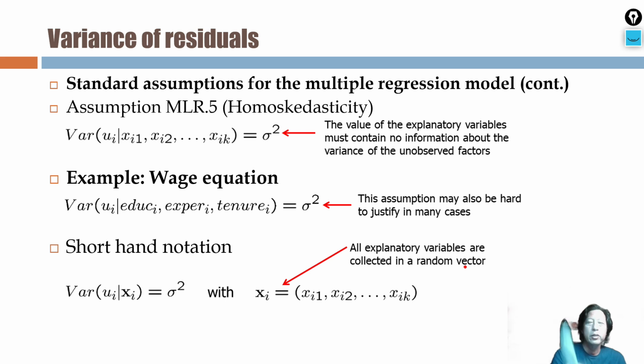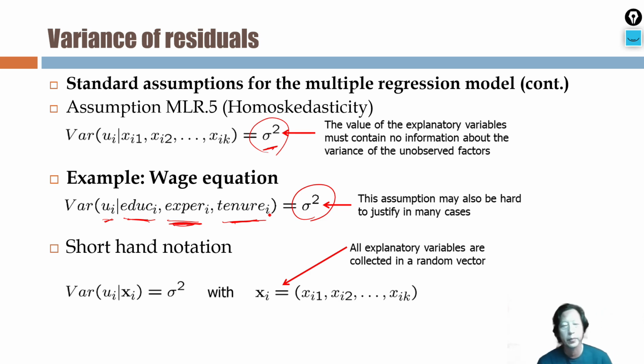Variance of the residual. This is what we saw as homoscedasticity: the variance is not affected by x1, x2, x3. It will be constant. It has variance, but it's not increasing or decreasing. Wage is affected by education, experience, tenure and so on, but the variance of the residual will not change with education, experience, or tenure.